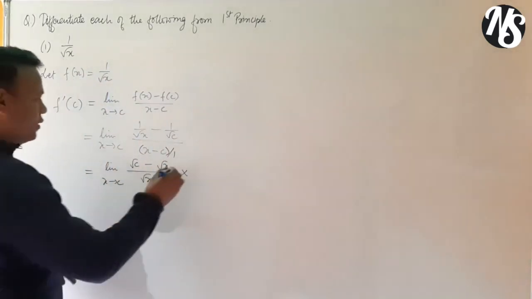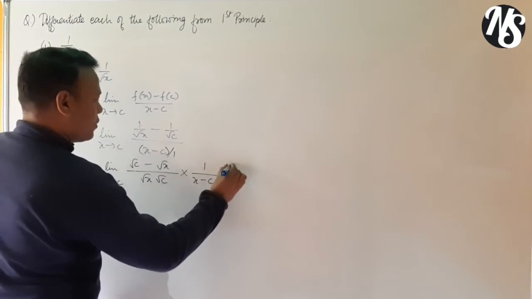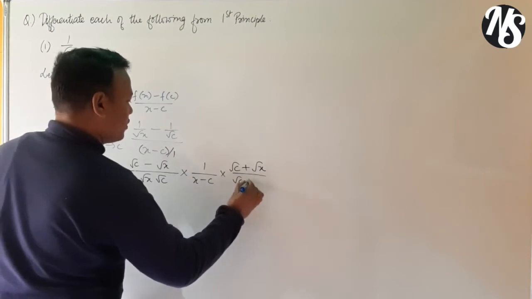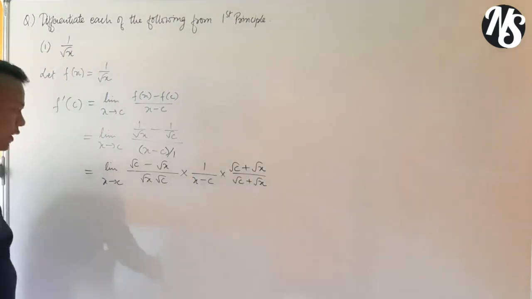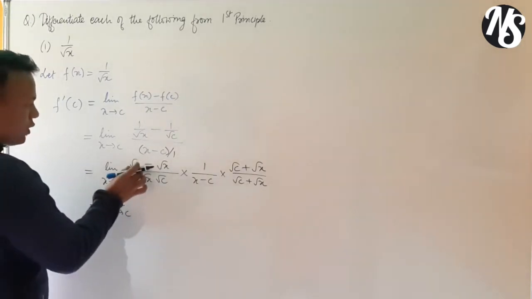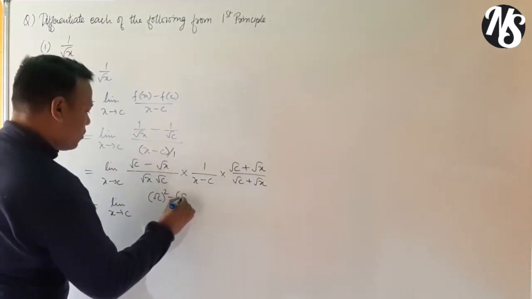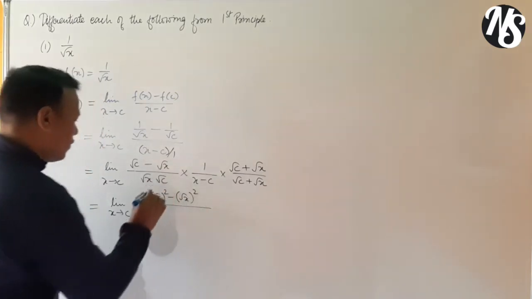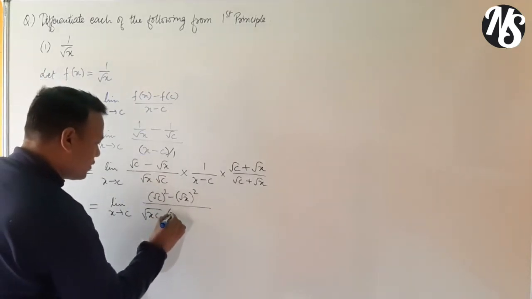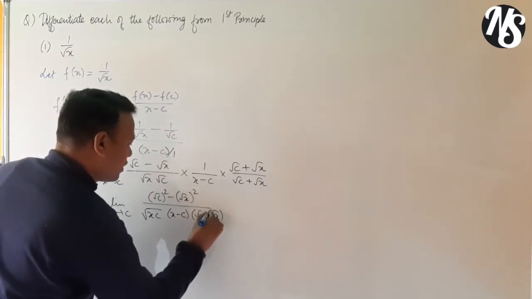So if I write this as 1 by x minus c, and if you want to rationalize the numerator, then you will multiply it by square root of c plus square root of x divided by square root of c plus square root of x. Okay, so let's see. Limit x tends to c. So a minus b into a plus b is a square minus b square. So in the denominator we have this square root of x, c, right? Yes, this x minus c, this is square root of c plus square root of x.